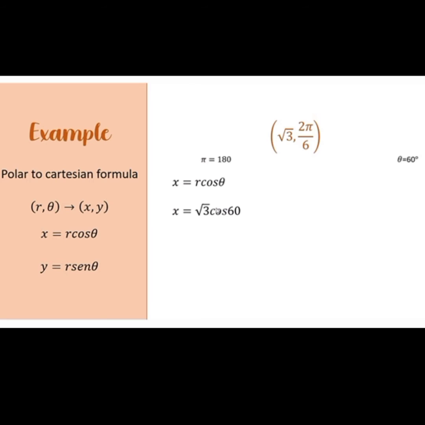To get the result for x, it is square root 3 cosine 60. The result is square root 3 divided by 2. To get the result for y, it is square root 3 sine 60. The result is 3 divided by 2. Finally, the result is square root 3 divided by 2 and 3 divided by 2.